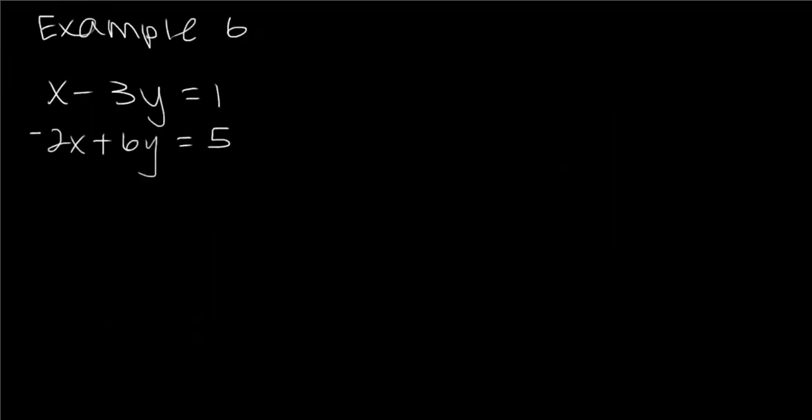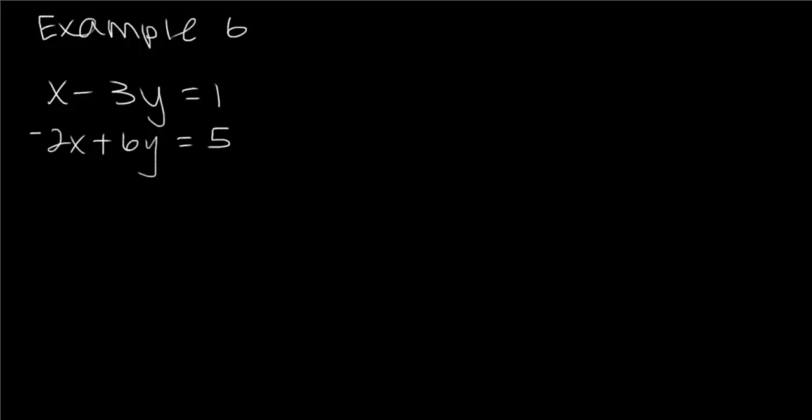In example 6, I'm looking at the x's and the y's, and again, it doesn't matter if you choose to eliminate the x's or the y's. It's your choice. I just like to look and see what we have going for us. The x's, 2 and 1 are the coefficients, and they're not the same number. They are different signs though. That's good. And then the y's, 3 and 6, they are different numbers, but they're also different signs. It doesn't really matter, I'm going to choose to eliminate y.